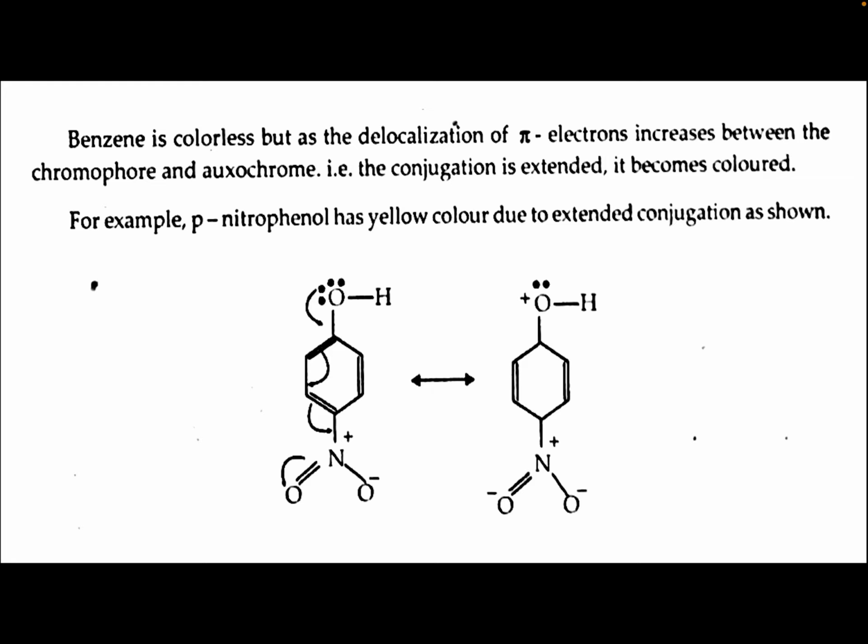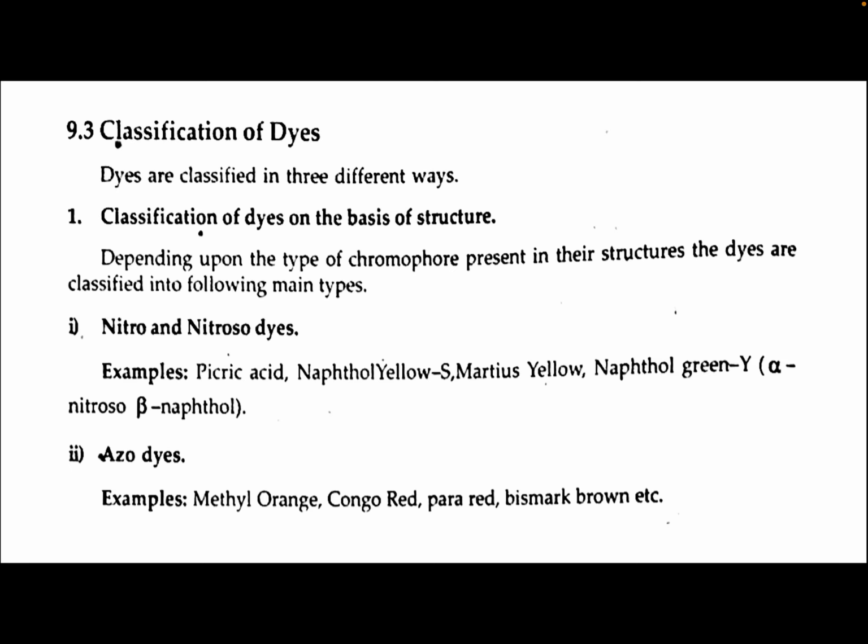Benzene is colorless, but as the delocalization of pi electrons increases between the chromophore and auxochrome, that is, the conjugation is extended, it becomes colored. For example, para-nitrophenol has yellow color due to extended conjugation, as shown. We are seeing here that conjugation is there, and so it is yellow in color.